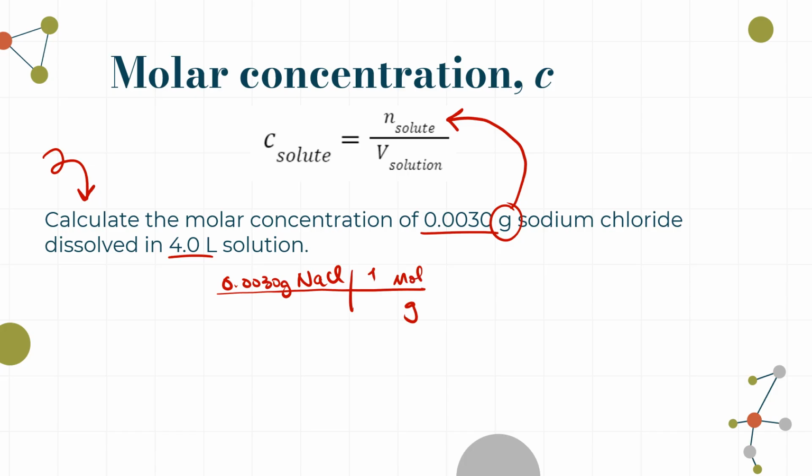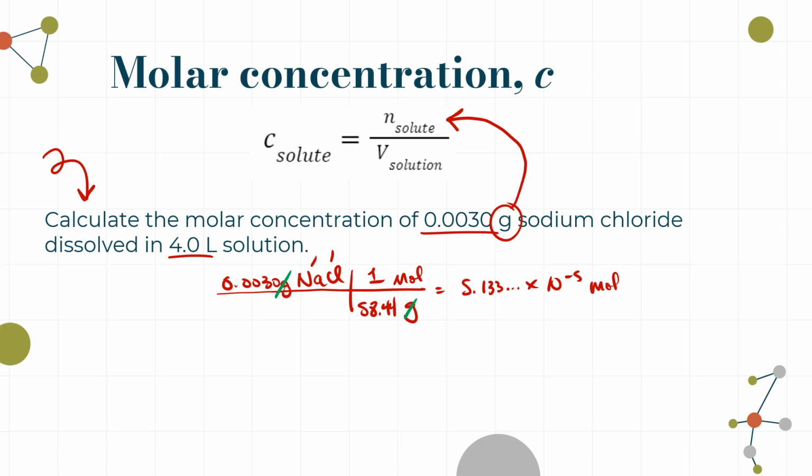We find sodium, it's 22.99, plus chlorine is 35.45. Add those together, we get 58.44 grams per mole. Our grams, top and bottom, are going to cancel out. We're going to do our division, 0.0030 times 1 divided by 58.44 gives us a grand total of 5.133, lots of digits, times 10 to the minus 5. I'm going to go ahead and keep all of these digits in my calculator because we don't do sig figs until the very end of the problem.